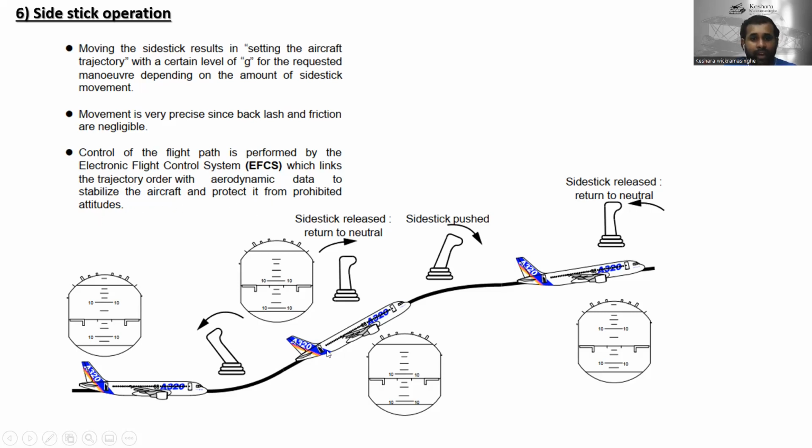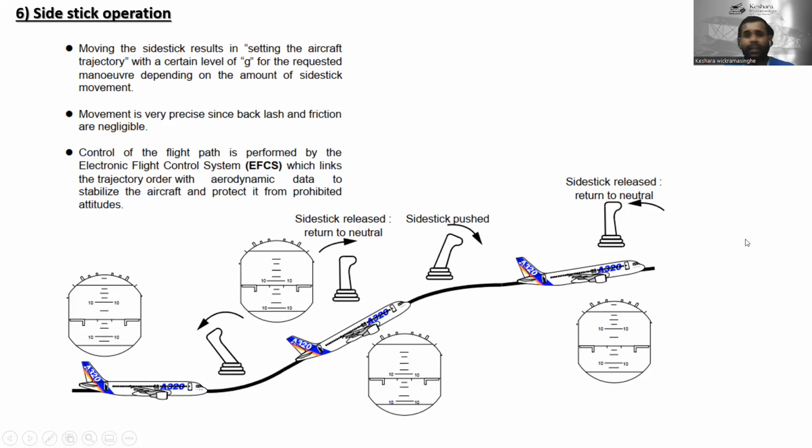You can see the aircraft on the ground level, and the side stick goes this way, and then the aircraft is nose up. When the side stick is released, it returns to neutral, and then the aircraft comes to neutral. When the side stick is pushed, it goes nose down. The side stick released to neutral, and then it goes on this path.